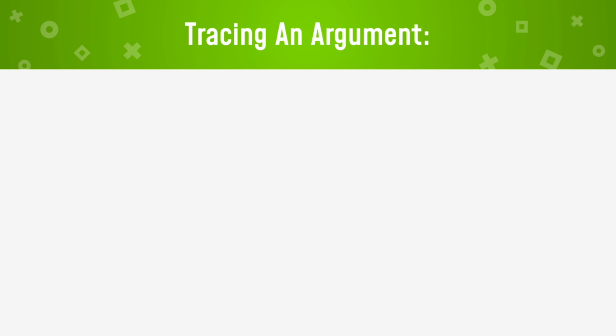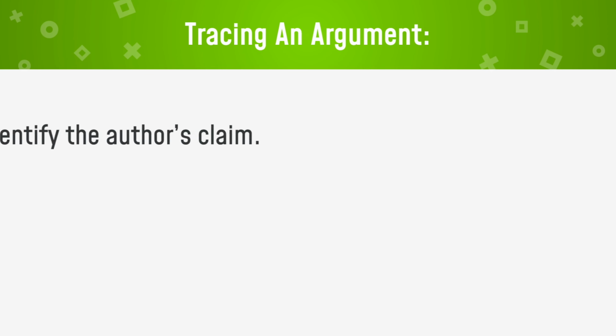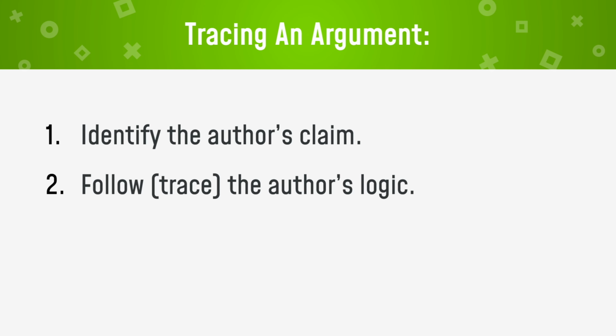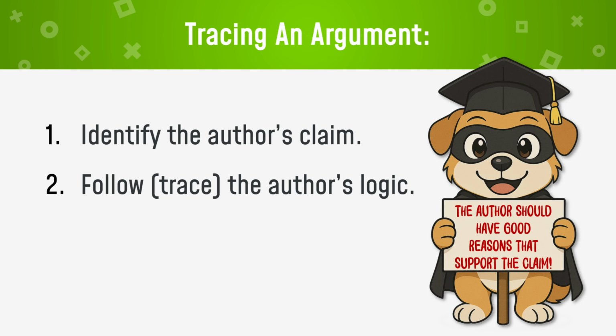When faced with an argument, tracing means first, identify the author's claim, then follow or trace their logic, making sure the author has good reasons to support their claim. This will allow you to decide whether you should believe the claim. Let's look at some basic examples of reasoning. Each starts with what we call a premise and works its way to a conclusion. See if the reasoning is good or bad.